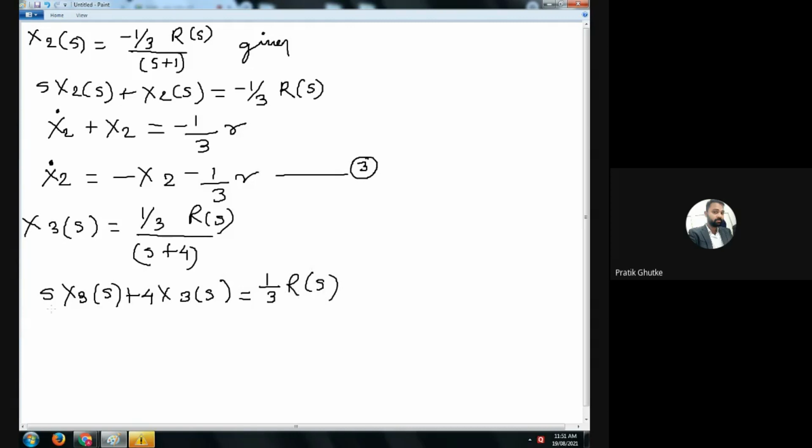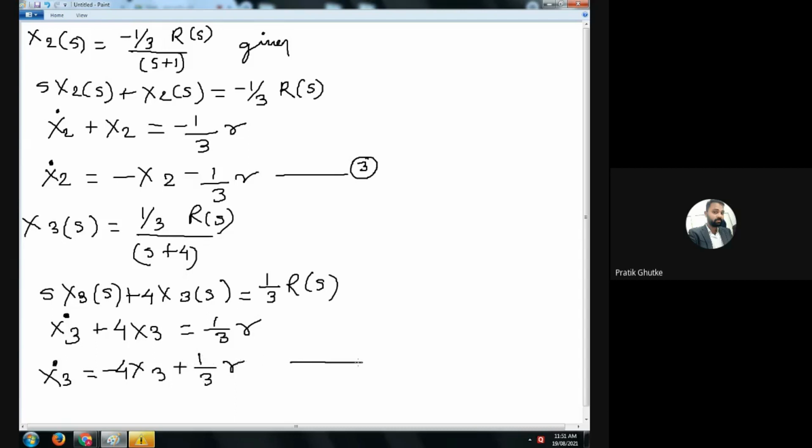Okay. So what is this s into x3 of s? It is x3 dot plus 4x3 equals to 1 by 3 r. So can I rewrite this? x3 dot equals to minus 4x3 plus 1 by 3 r, equation number 4.